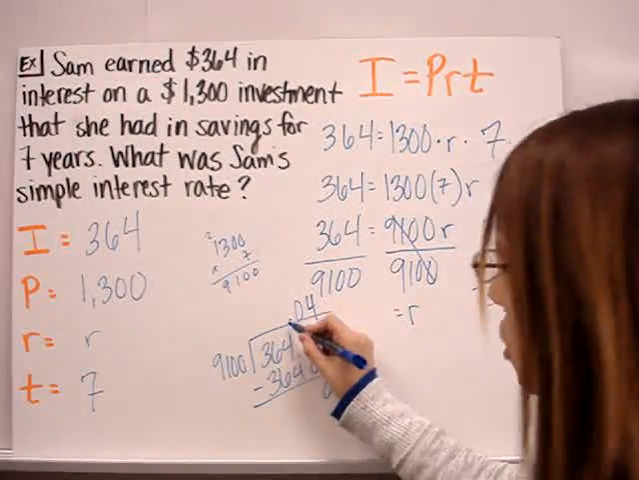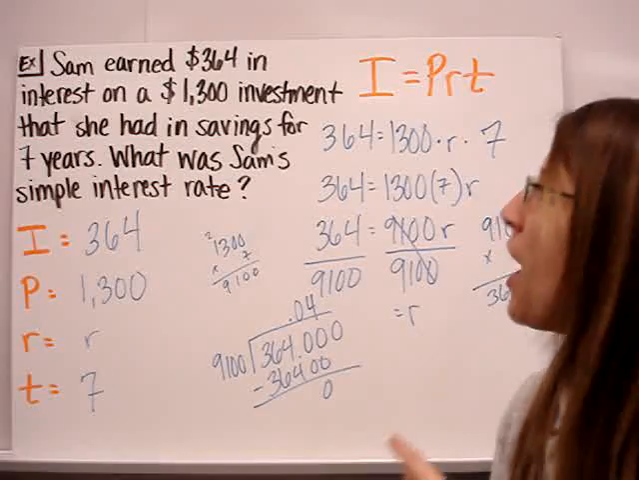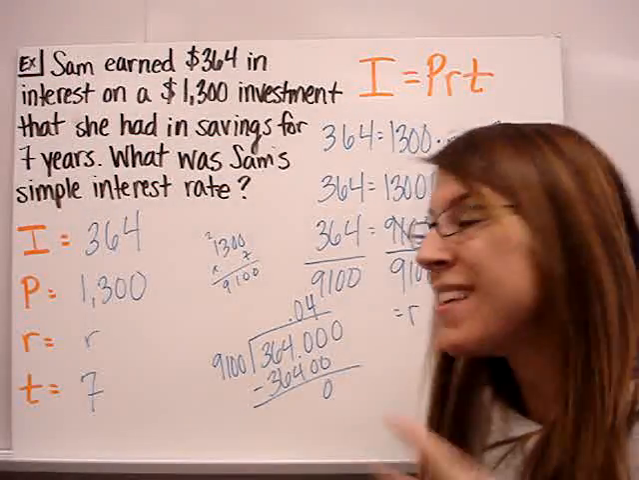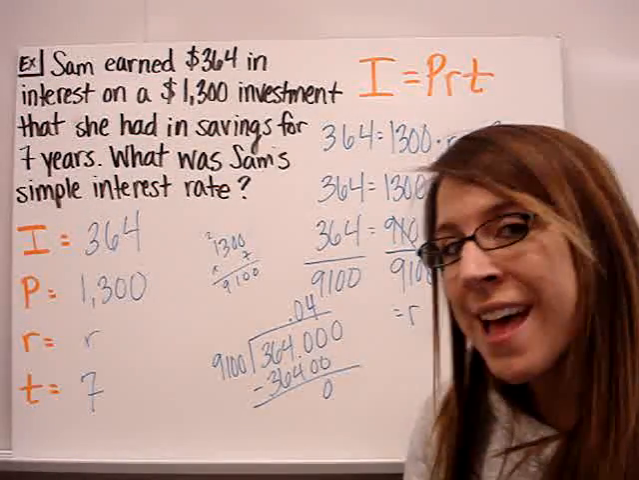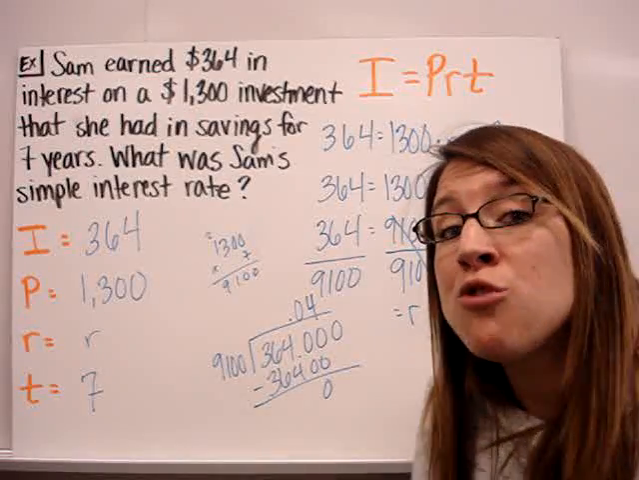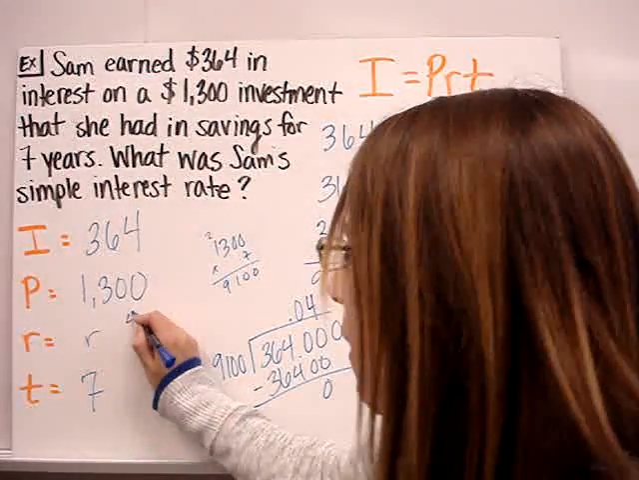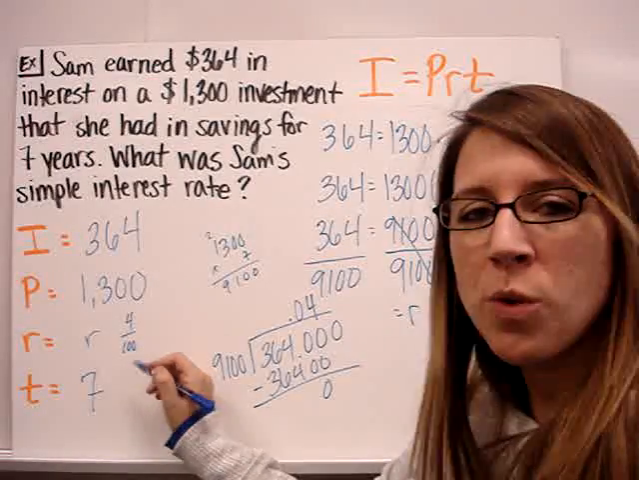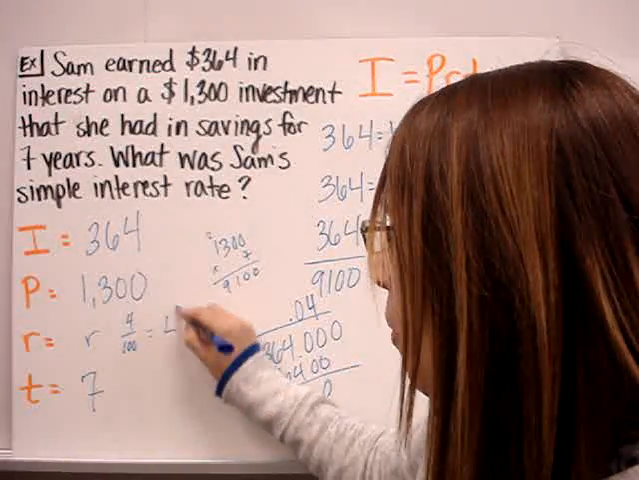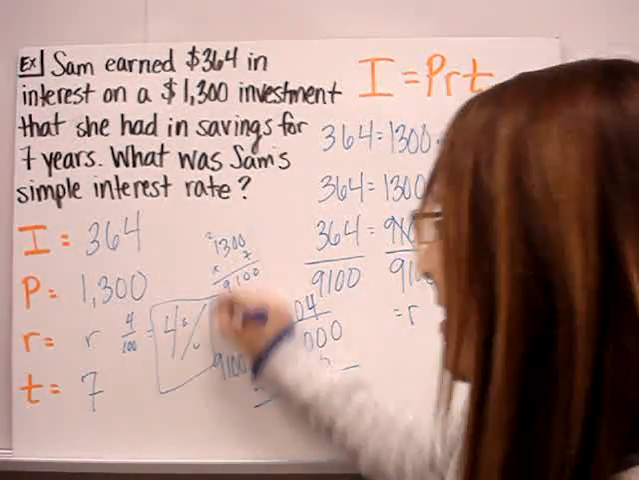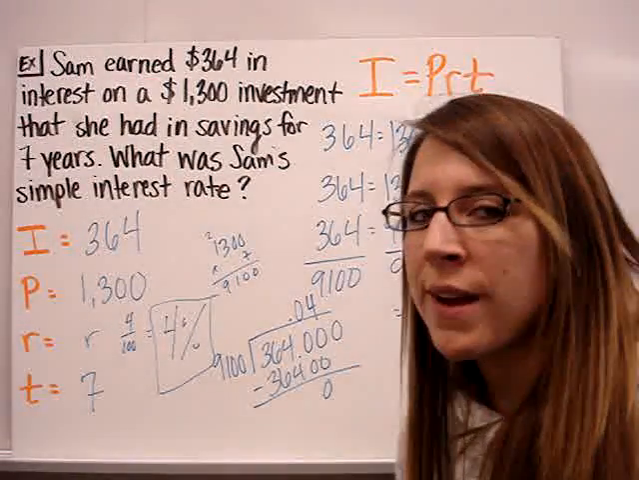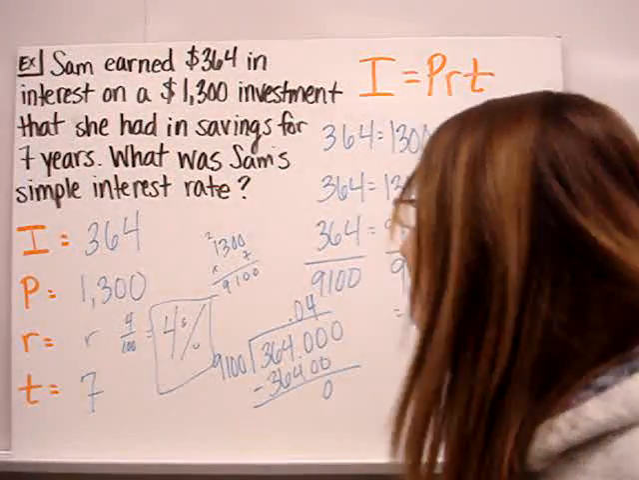Subtract, I have 0. So I had 0.04 as my R, but remember that this is not 0.04%, it's 0.04, 4 hundredths. Think about it that way. 4 hundredths in comparison to 100, our percent is therefore 4% to answer the question. Always be sure you answer the question appropriately. There you have it.